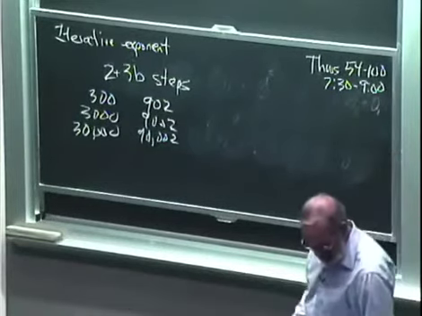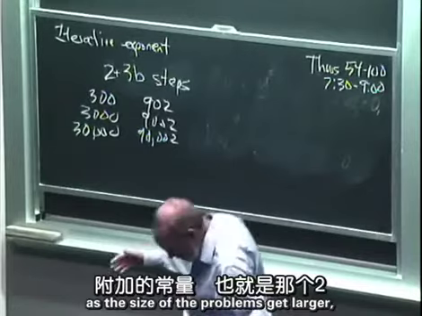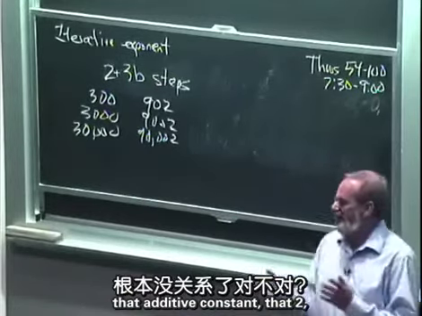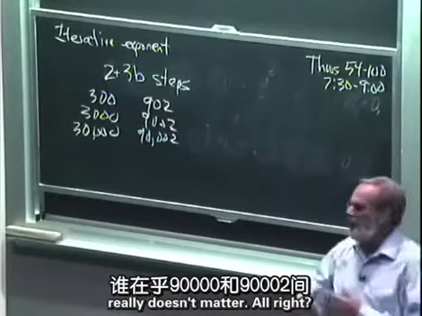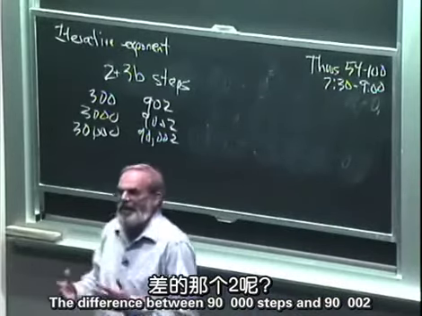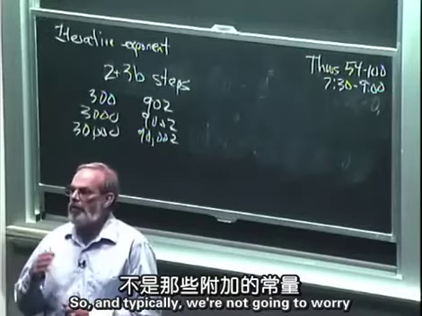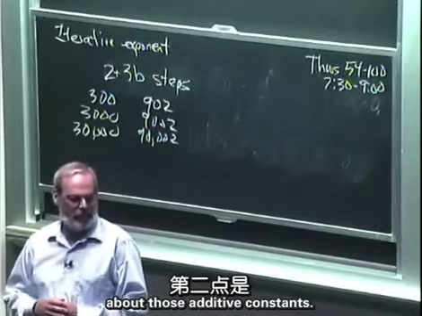But the second thing you can see is, as the size of the problems get larger, that additive constant, that 2, really doesn't matter. Right? The difference between 90,000 steps and 90,002 steps, who cares about the 2, right? So typically, we're not going to worry about those additive constants.